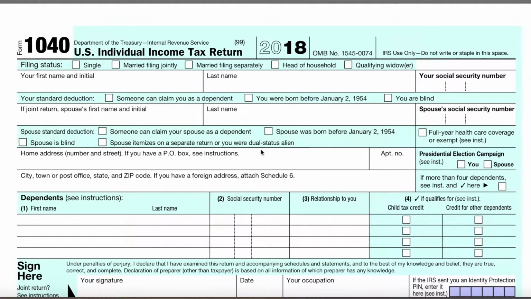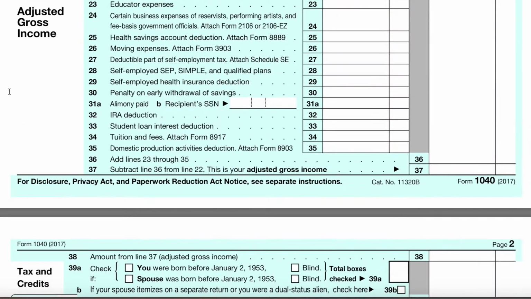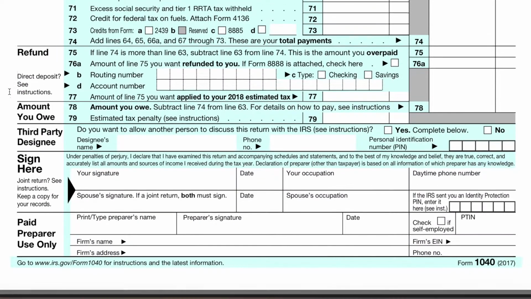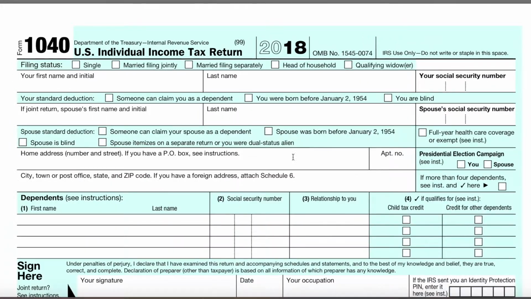How's it going, everybody? I'm going to talk about the new Form 1040 for 2018. The first thing I'm going to talk about is the difference between the new Form 1040 and the 2017 and prior years 1040. The first thing we can see is how much longer the 1040 is for 2017 and previous years compared to the 2018 1040.